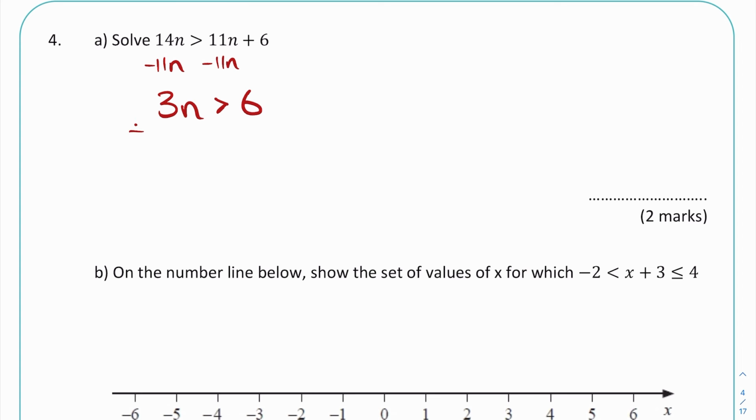That leaves us with a nice solution as well, because when we divide by 3, we get n is greater than 6 divided by 3, which is 2. So n is greater than 2 as our final answer.